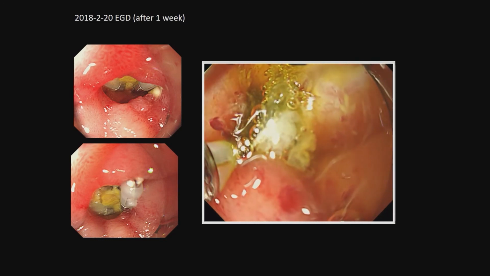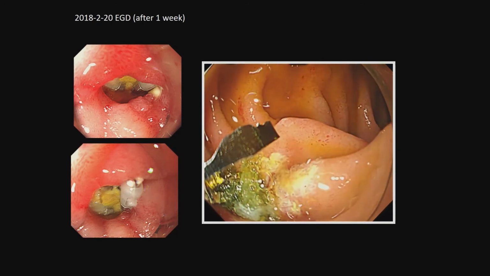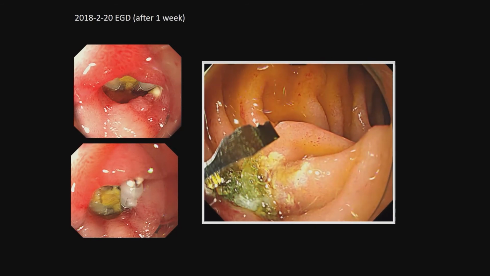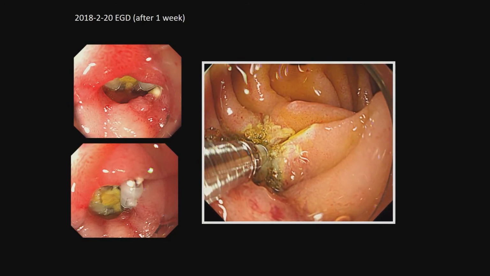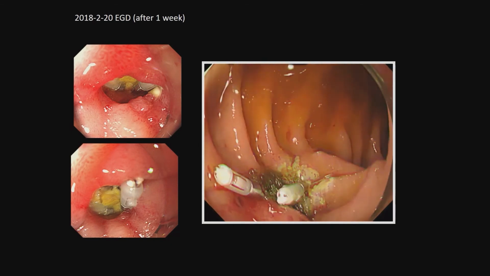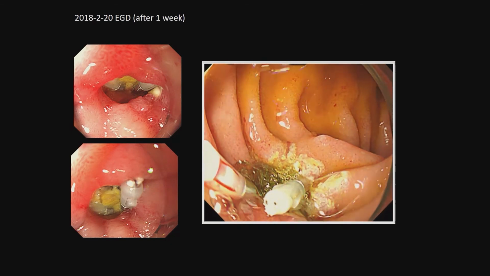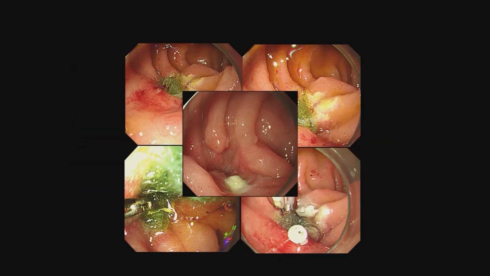So you can see the motion clip here. I insert the PGA around the defect area and make a clip with the edge of the PGA sheet. And after follow-up endoscopy, there's a well-healing ulceration around the defect area.